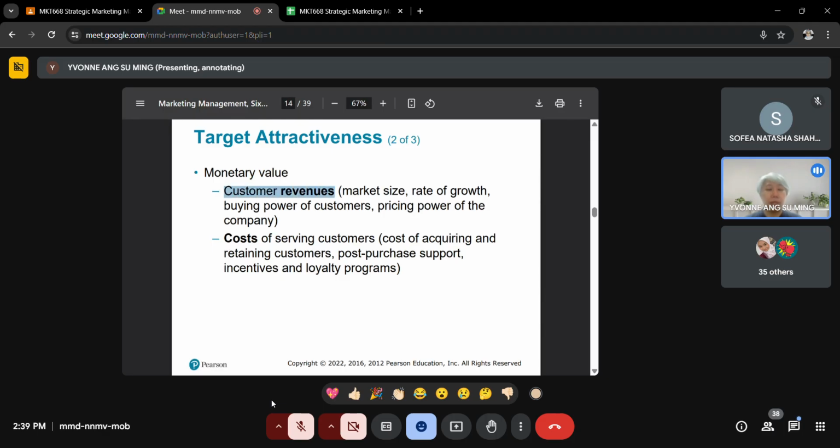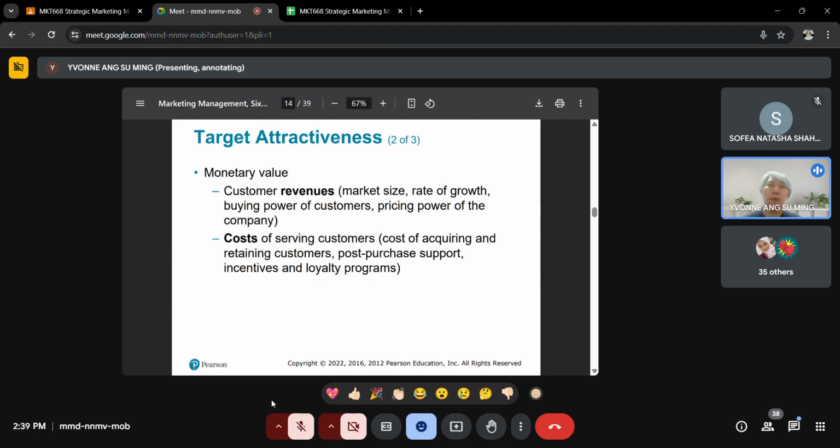Okay, how much money do we make from this customer? How much sales can we make from this customer? So when we are looking at how much sales we can actually make from this customer, we want to consider what is the market size, segment 2, what is the size, okay, what is the rate of growth?